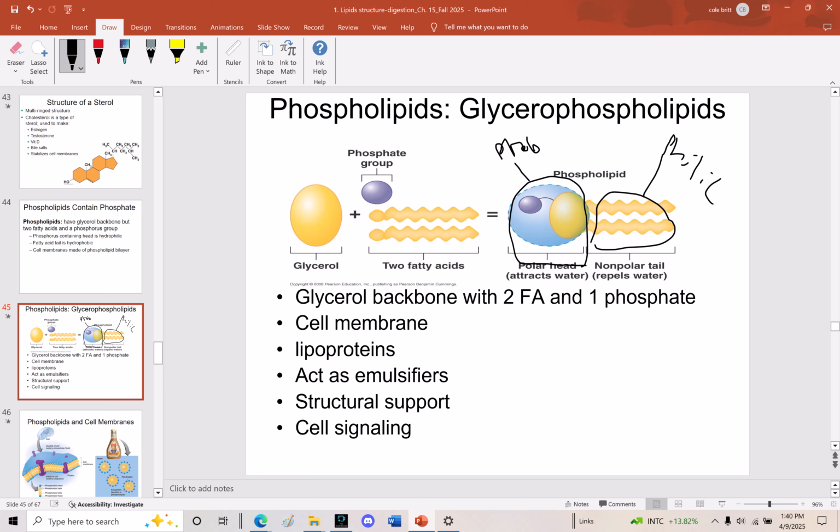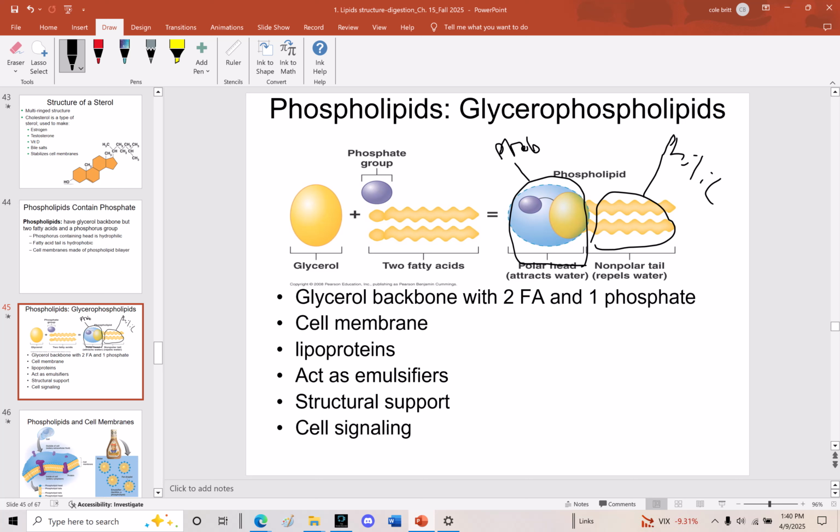And then structural support, phospholipids are going to provide a lot of structural support for the cell as well as cell signaling. We're going to get deeper into these functions. We're really just introducing them now. So again, this is its function. Its main function is to create these lipid membranes.